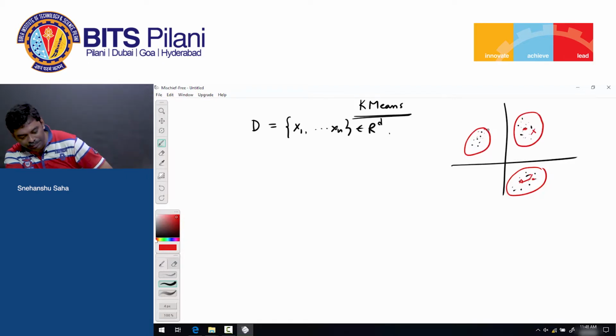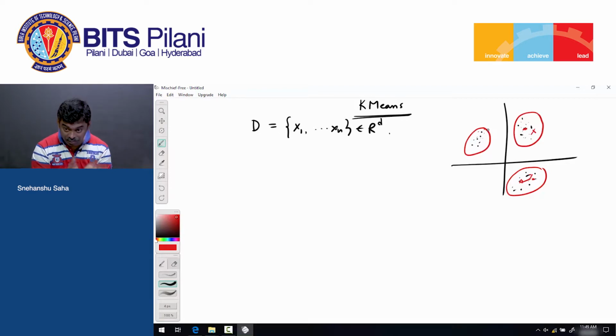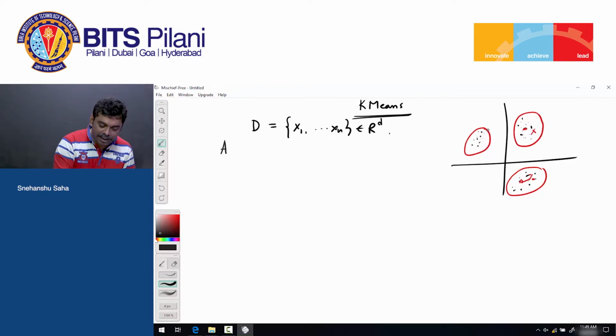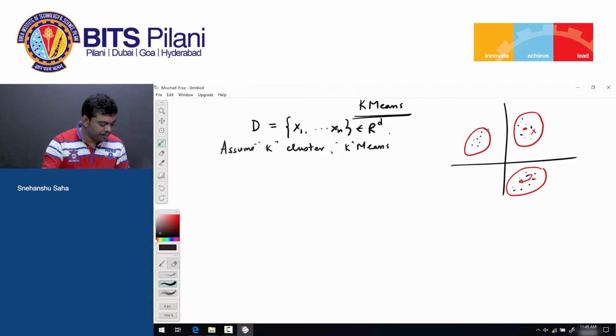However, this process is heavily dependent upon the fact that your data distribution is sort of spherical. Spherical meaning the variance and the covariances are constant, which is a key thing that we assume in k-means. So to begin with, we assume k clusters, and each cluster has a mean. So there are k means.